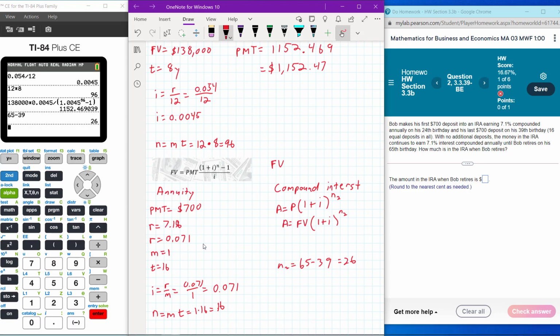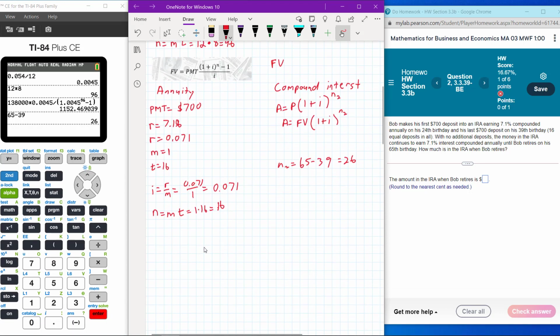So now we know everything that we need to know to figure out what the future value of the annuity is. The future value is going to be equal to the payment, which is 700, times 1 plus 0.071, that is 1.071, raised to the nth power, or 16, minus 1, divided by 0.071.